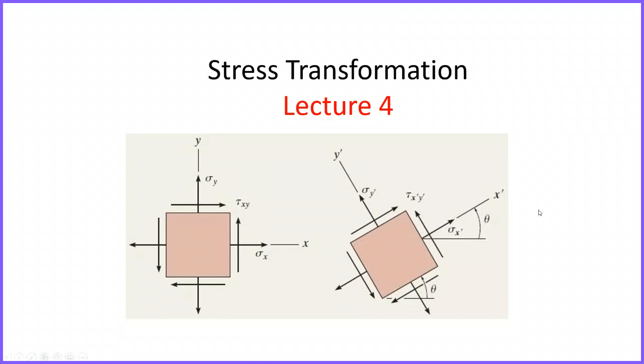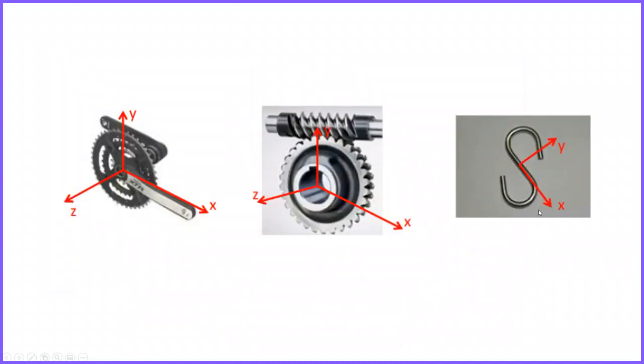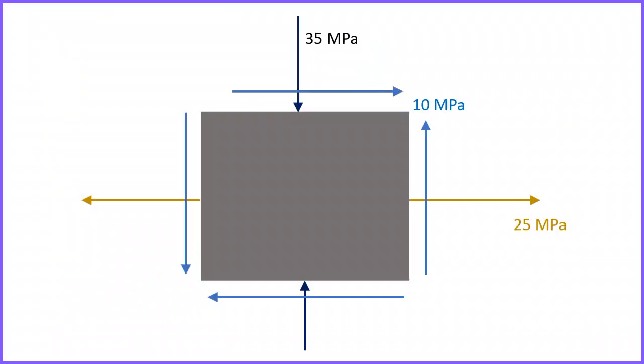In last class we learned how to draw Mohr circles. So we drew a Mohr circle on an element which has a stress state of this type: 25 megapascal tension, 35 megapascal compression, and 10 megapascal of shear stress.